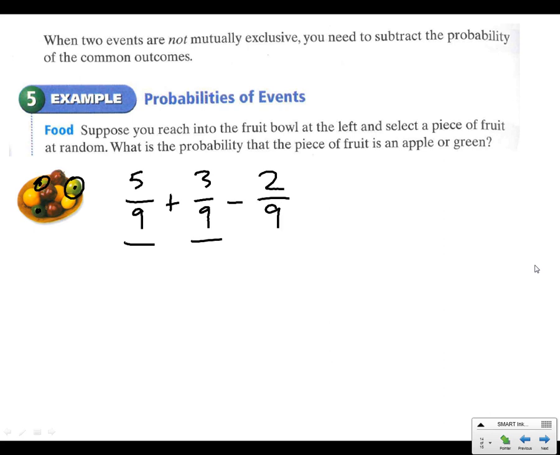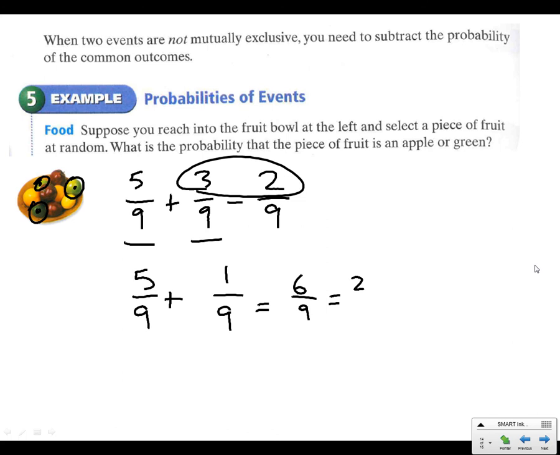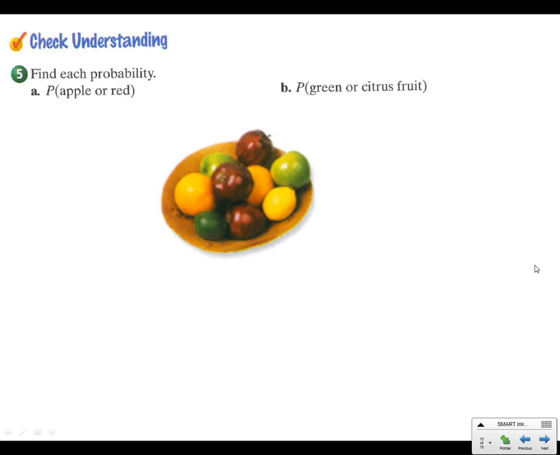The other way to think about this is, how many apples are there? There's 5. How many more pieces of fruit are green that we haven't already counted? That would just be 1 more, right? 3 minus 2 would be just 1 more piece of fruit that's green, that's not an apple. So that's 6 over 9 total. 2/3 chance. We got a 2 out of 3 chance of getting either an apple or a green piece of fruit. All right, wrap things up.